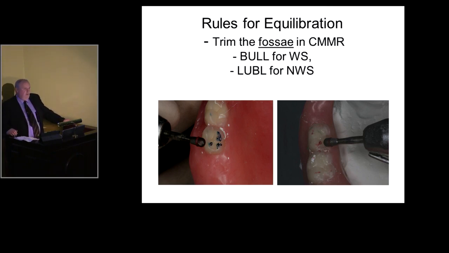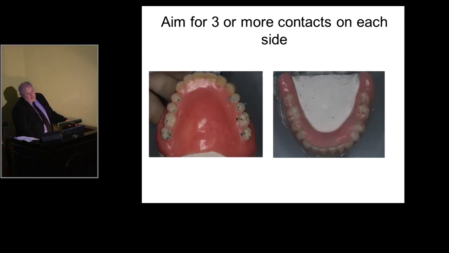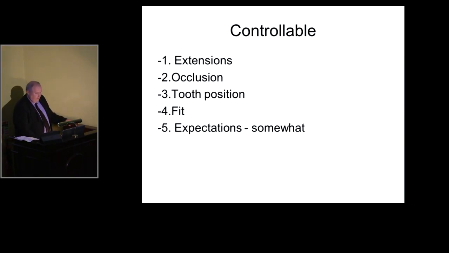Many times, when I would ask students where do you adjust on a denture, they'll say the Bull rule. That's only working side. So always start from centric, adjust the fossa. Three contacts on each side if possible.